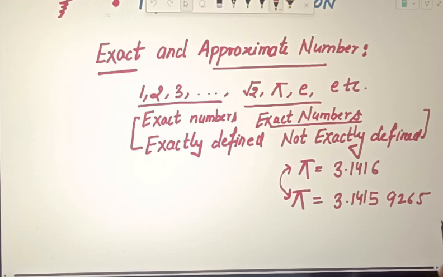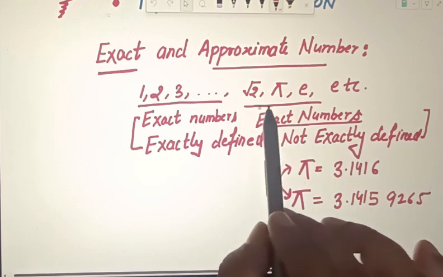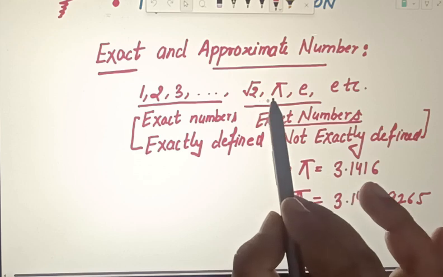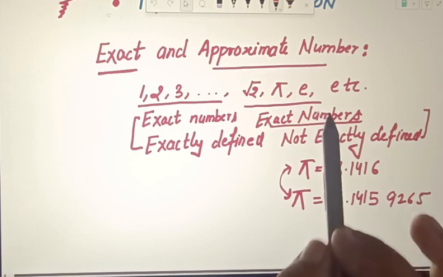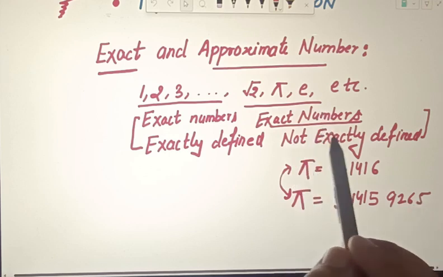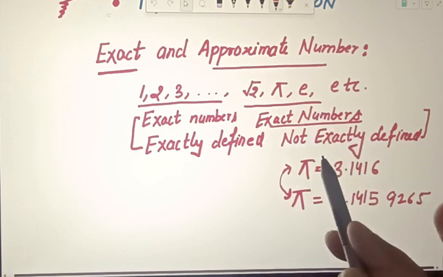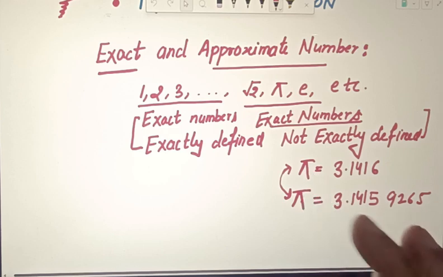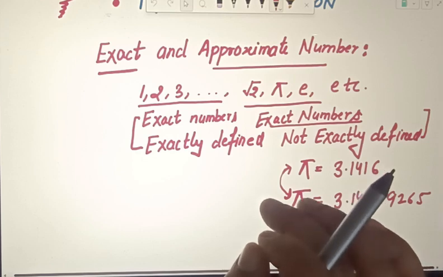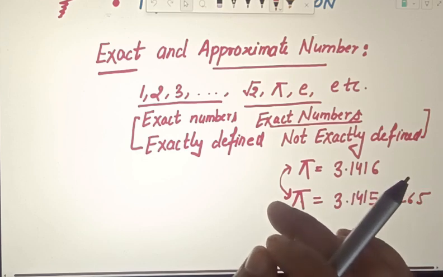That's why these types of numbers, square root 2, pi, e, these irrational numbers, are exact in nature but are not exactly defined. So you are required to compute a better approximate value. I hope you guys understood this point.